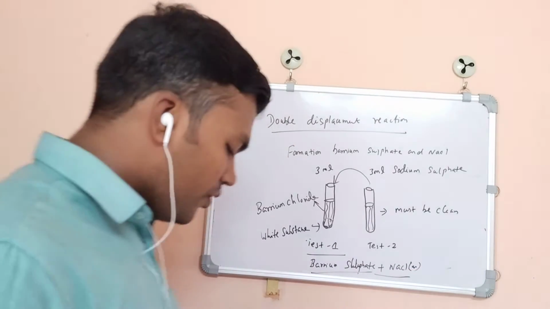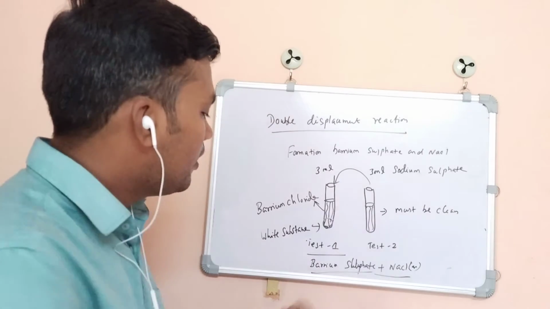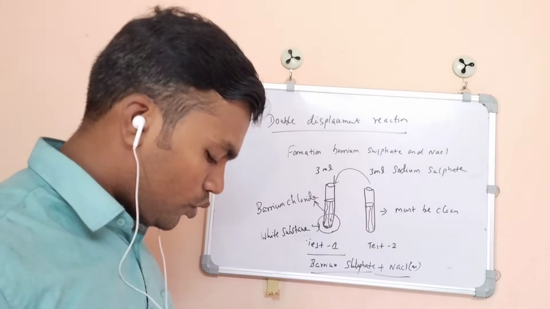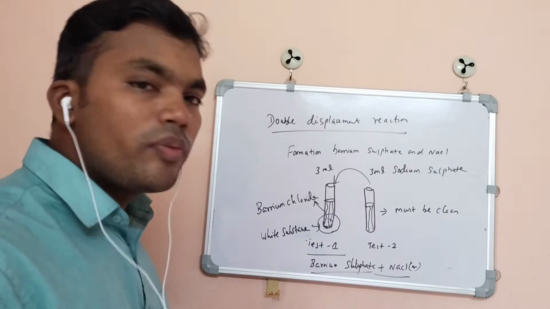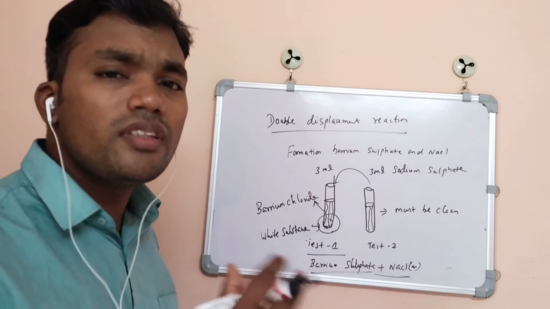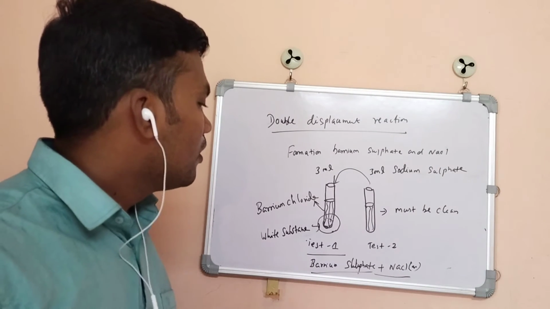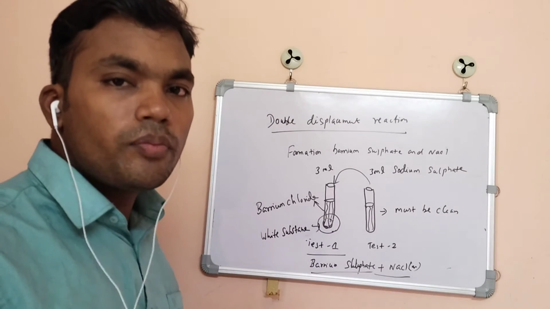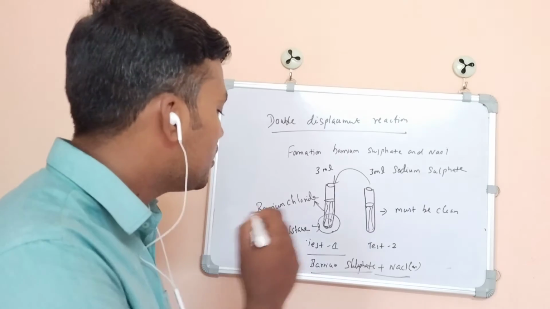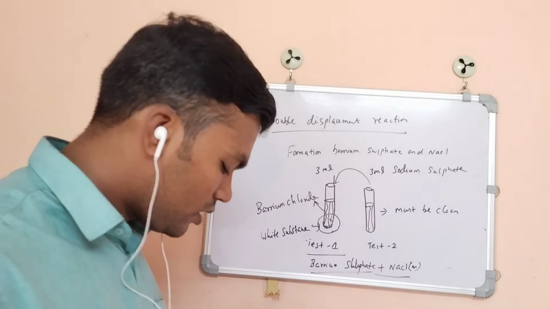Any reaction that produces a precipitate can be called a precipitation reaction. Here you can see the precipitate at the bottom of the test tube. That kind of reaction can be called a precipitation reaction.